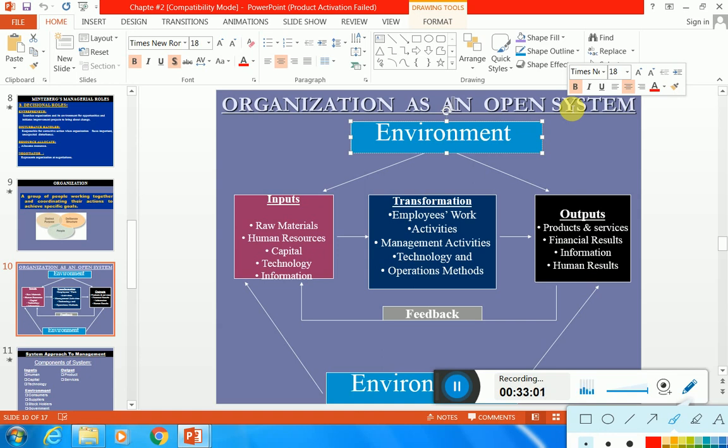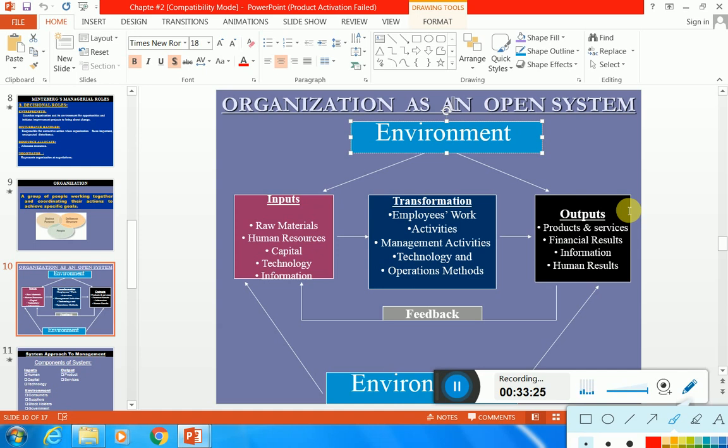Now, for an open system, an organization has pillars, components: number 1 is inputs, number 2 is transformation, and number 3 is outputs. Input, transformation and output, let me explain with the help of an example. It will make your idea fully clear.